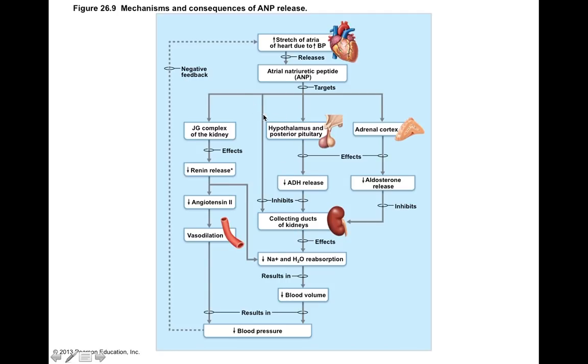So there are four major effects of ANP here, but the whole point is negative feedback. Remember, what stimulates the release of ANP initially is high blood pressure, but the effect is low blood pressure. Once your blood pressure is low enough, you stop releasing as much ANP once you go back to normal. Cool. All right, guys.